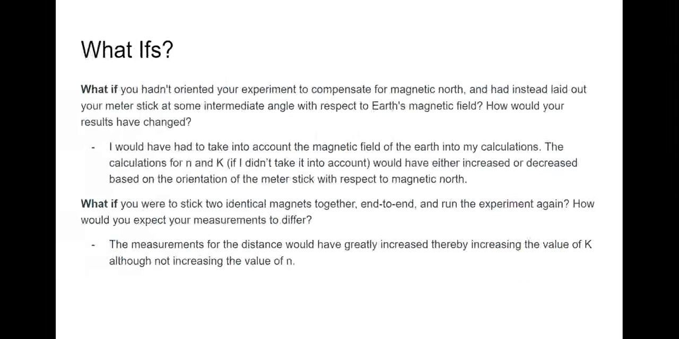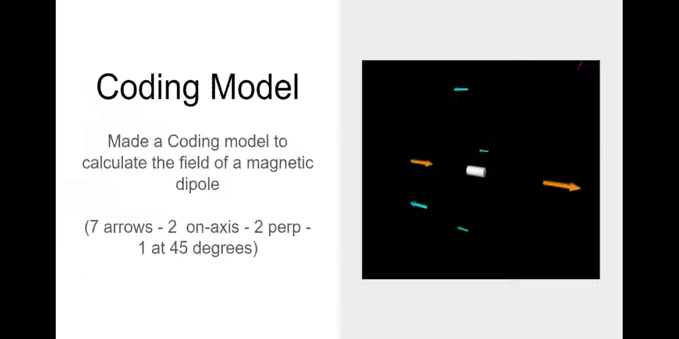So here's the coding model, which we actually took, and we did some coding and some cool stuff like that, using the dipole moment of our magnet. We created a coding model so that we could plot arrows anywhere on the graph, and it would show us the actual magnetic field at that point. I made 7 arrows. I made two on-axis arrows, which were twice as strong as the 4 perpendicular arrows to the magnet's magnetic field or dipole moment. And then I did one in the top right at 45 degrees, referencing the off-axis arrows that we plotted. Here's my coding model link.